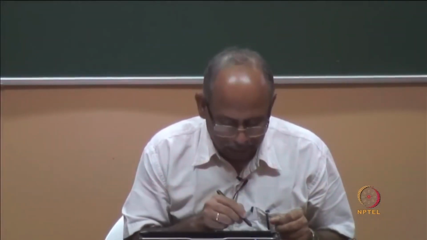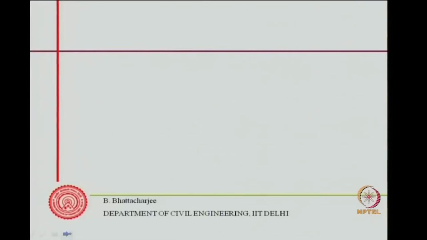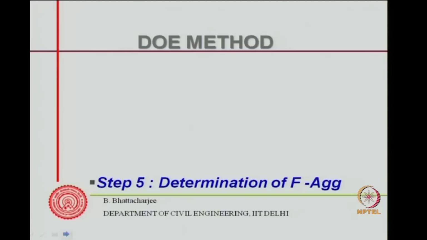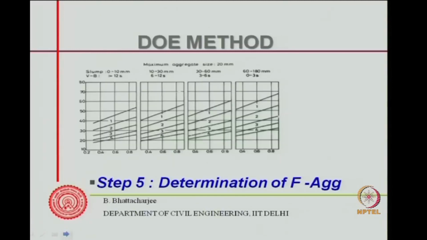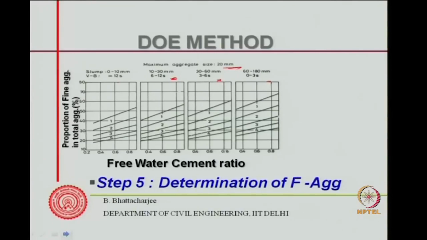Now the last step in this DOE method is determination of fine aggregate. You have a set of curves like this. You can see there are 4 curves. This is for slump 0 to 10 mm, this is for 10 to 30, 30 to 60 and 60 to 180, and this curve is for 20 millimeter aggregate. The x-axis is free water cement ratio, and the y-axis is the proportion of fine aggregate in total aggregate by mass.